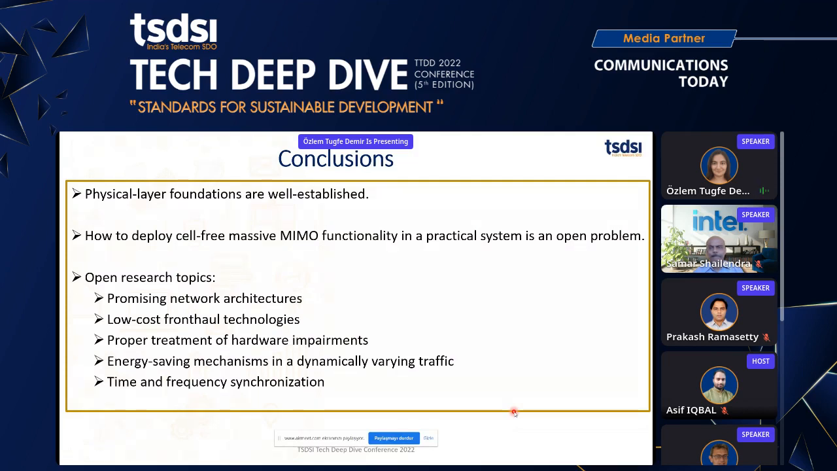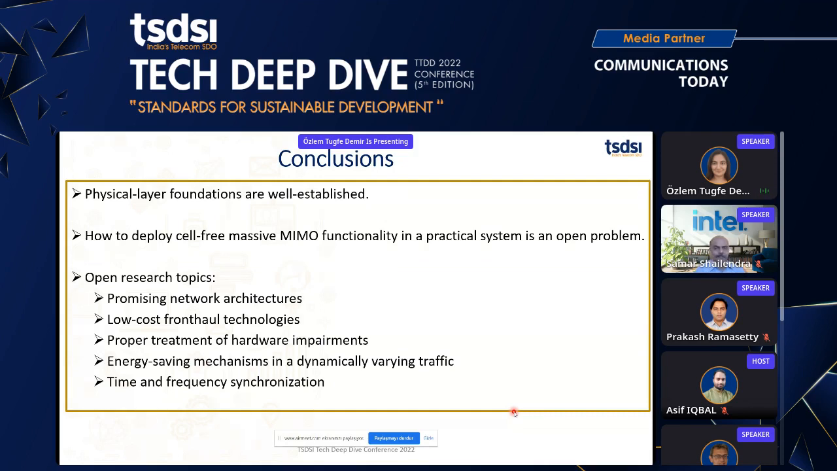And in conclusion, I just outlined in a high-level manner the physical layer foundations, and in several papers and in the related literature, it is now in solid shape. The physical layer foundations are well established, but how to deploy cell-free massive MIMO functionality in a practical system is an important open problem, considering the end-to-end network architecture.